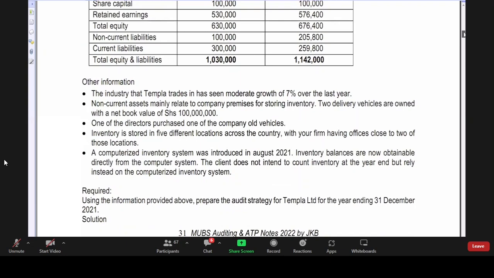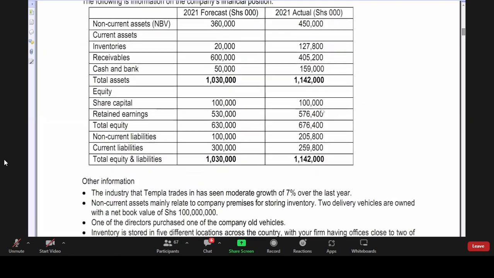Another thing is that your share capital is not changing. Your retained earnings, of course, will grow because you have more profits. Your non-current liabilities have increased. When your non-current liabilities increased, guys, you look at this. Your non-current liabilities were forecasted at 100,000. They ended up being 105.